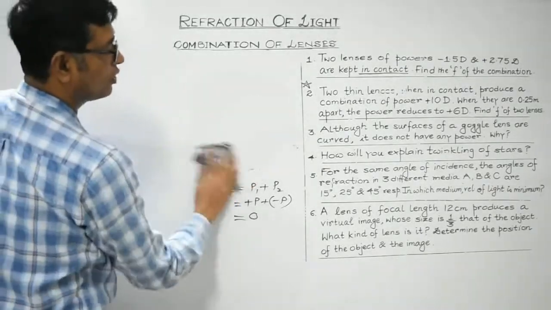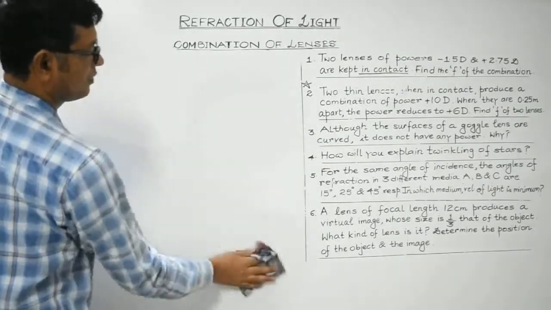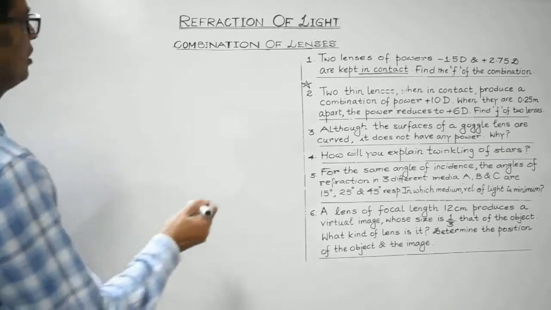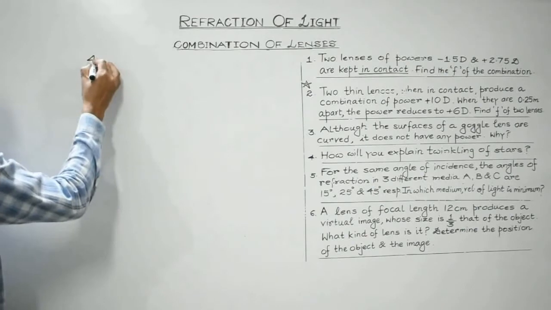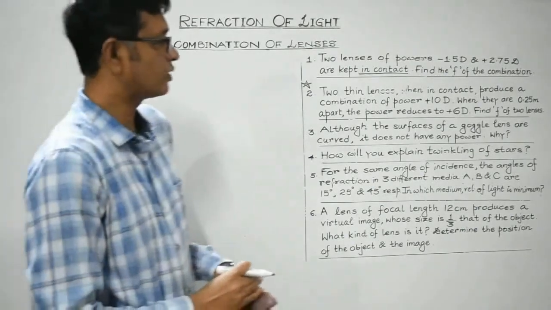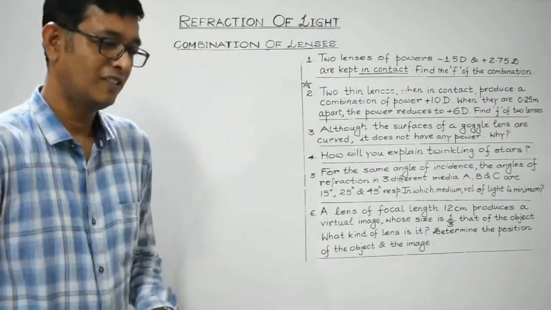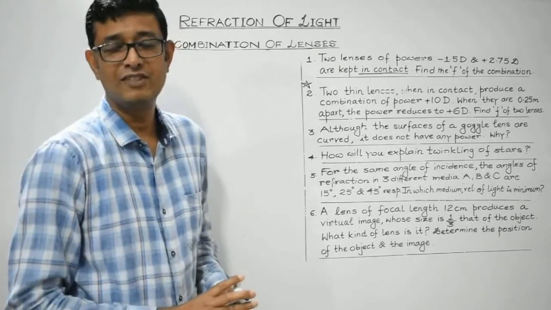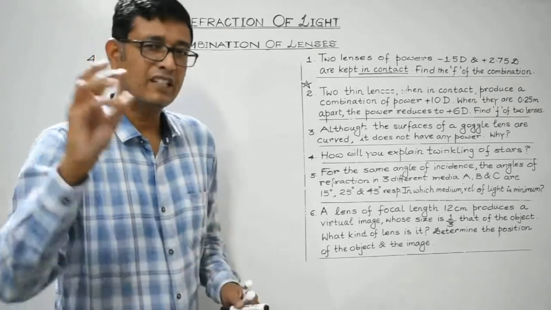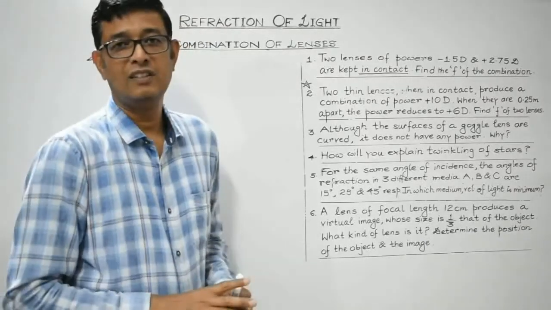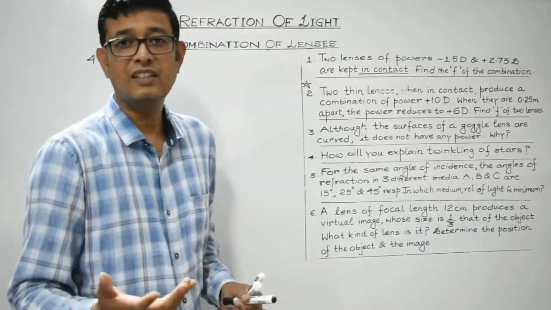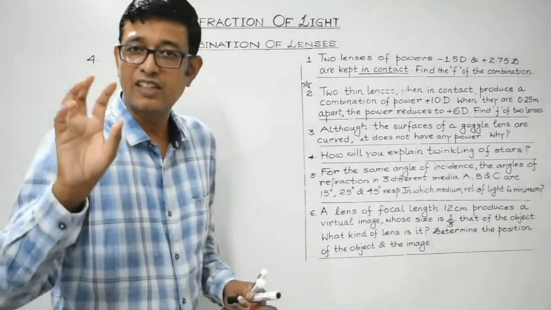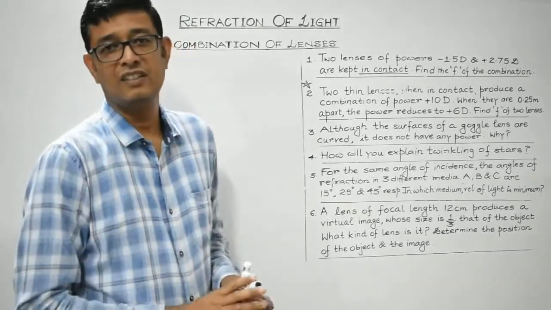Okay, let's try out question number 4. It's again a simple question based on theoretical explanation. 4. How do you explain the twinkling of stars? Students, do the stars really twinkle? No, not at all. It emits light continuously. Sun is also a star, right? It emits light continuously. Any star, it emits light continuously.